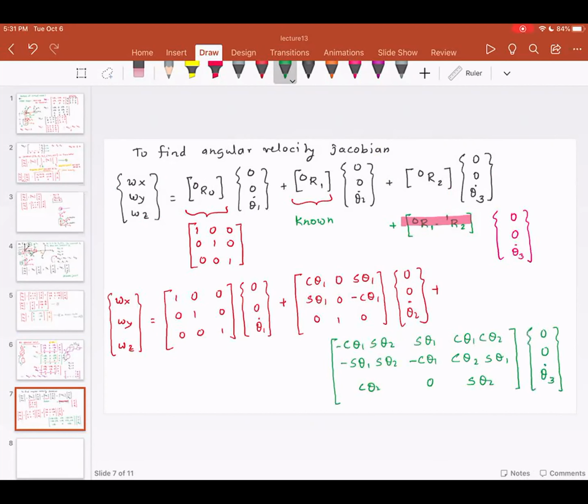And what needs to happen is you will have to perform this multiplication, and then finally you have to write this equation in a vector matrix form: omega x, omega y, omega z is equal to the Jacobian multiplied by theta 1 dot, theta 2 dot, and theta 3 dot. So that is how you find the Jacobian.